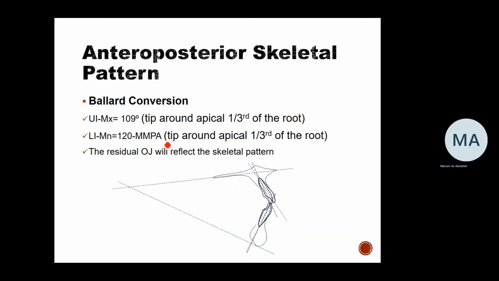When we finish, we measure the residual overjet, which is considered the real overjet for that patient. If the overjet is 2 to 4 millimeters, that means the patient presents with a class 1 skeletal pattern. If it's more than 4, that means the patient has class 2 skeletal pattern. If less than 2, that means the patient has class 3 skeletal pattern.